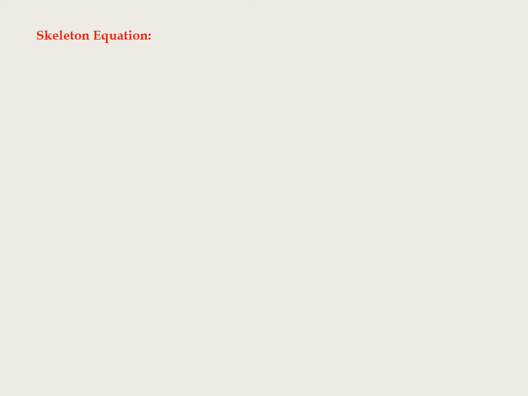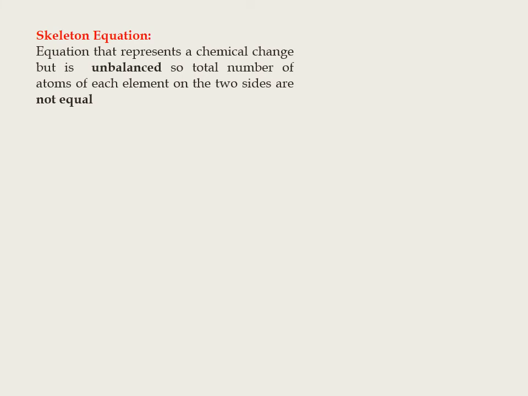Skeleton equation. It is an equation that represents a chemical change but is unbalanced. In other words, the total number of atoms of each element on the two sides are not equal. The following example will make the point clear. KNO3 gives KNO2 plus O2. In the above chemical equation, the number of oxygen atoms in the reactant, which is KNO3, on the left hand side is not equal to the number of oxygen atoms in the product, that is KNO2 plus O2, on the right hand side.